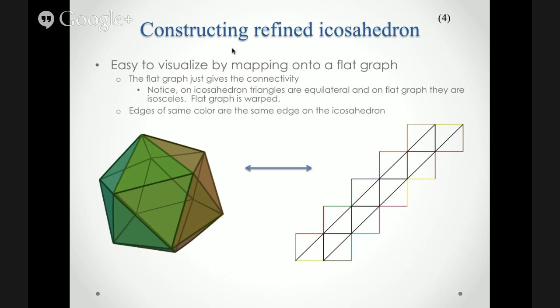Okay, so the refined icosahedron. This is the mesh that Rich talked about or used in his talk. I'm just going to go through how they're constructed real quick. Usually the way we think about it is you can sort of take this thing and flatten it out. And this is just a diffeomorphism. It's just for visualization, basically.